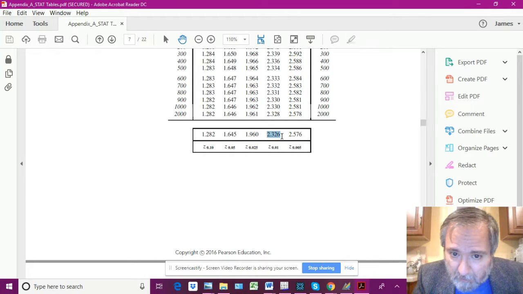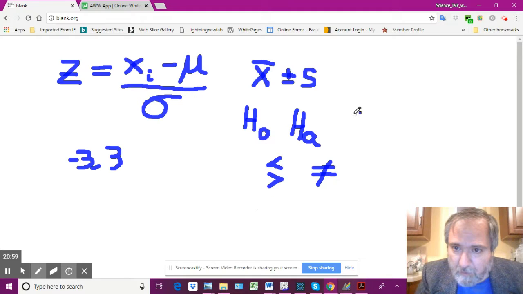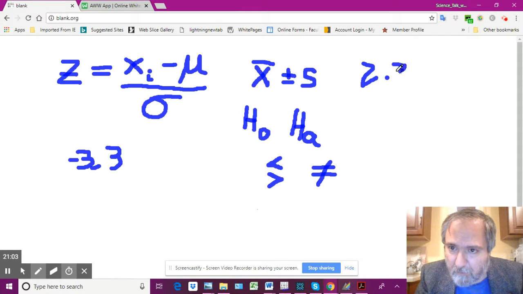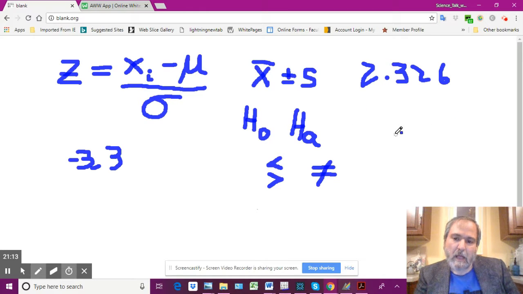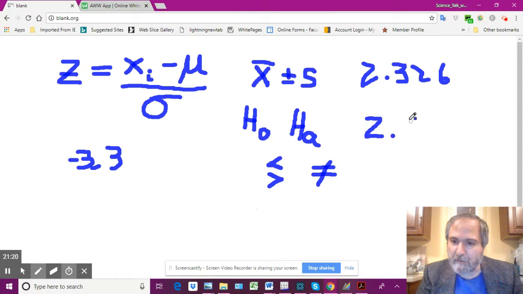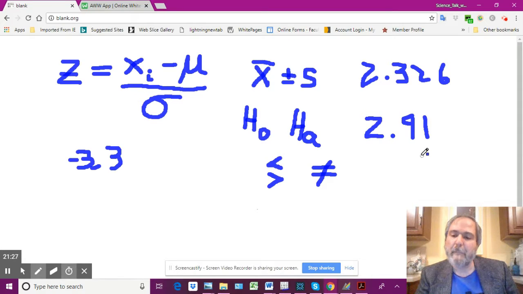So let's say I work with this value here, 2.326. I run my test. This is at the 99% level. I run my test. Let's say I get a test value, and it is 2.91. That is greater than the critical value. This is the critical value. That is greater. We thus have a significant result. We would reject H0 and accept HA.